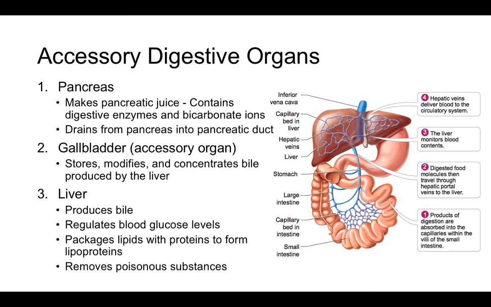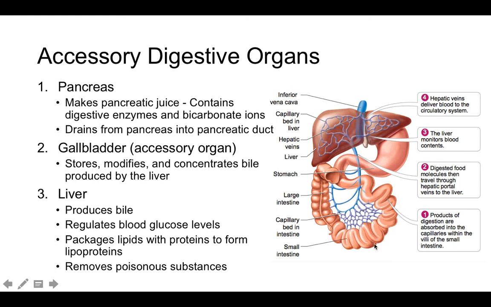Then we get to the liver. The liver is an incredibly important organ in our body. It is the largest organ in our abdominal cavity. It's massive. One of the main things that the liver does is produce bile. It also regulates blood glucose level, and it does this through what we call the hepatic portal system. So follow me here. So here we're in the small intestine.